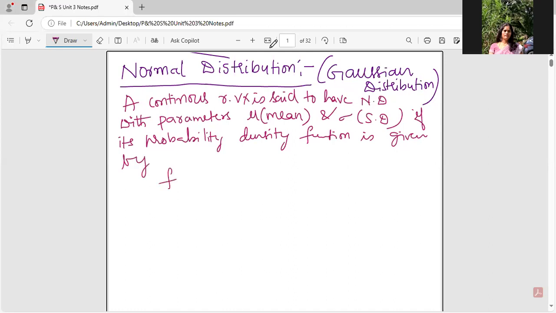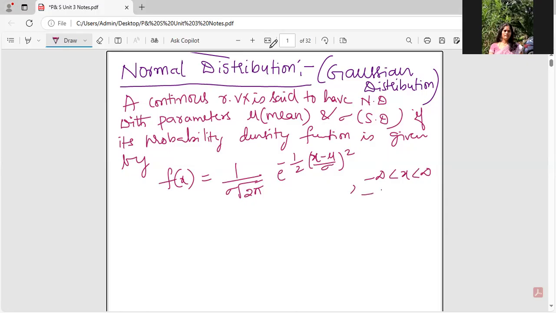f of x. Why f? Because it's a continuous distribution, I'll be going with integrand. And usually when I am integrating, the functions are denoted by f. 1 by sigma under root 2 pi e power minus 1 by 2 x, of course small x I'll take, x minus mu by sigma whole square. X ranges between minus infinity to plus infinity.